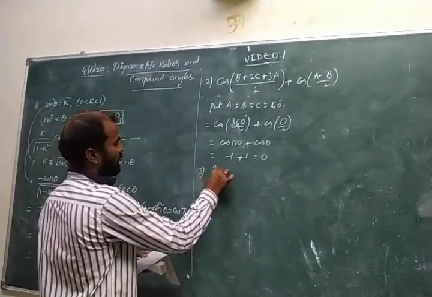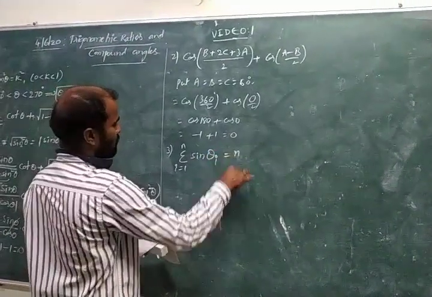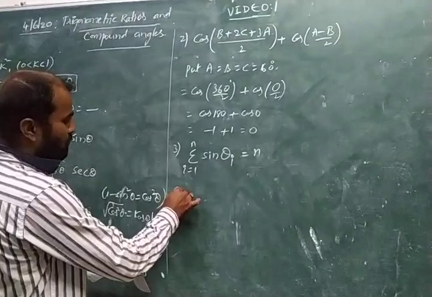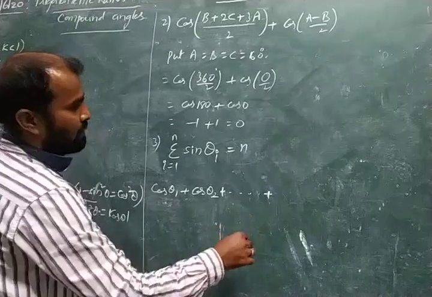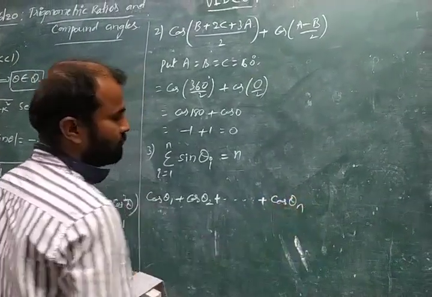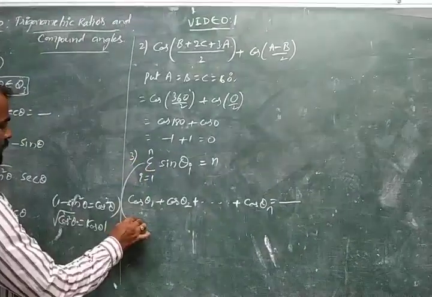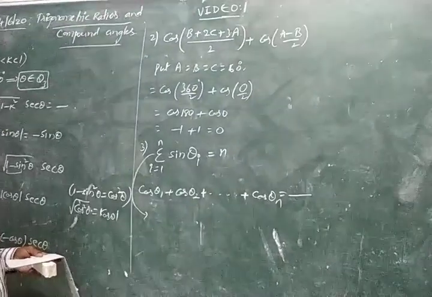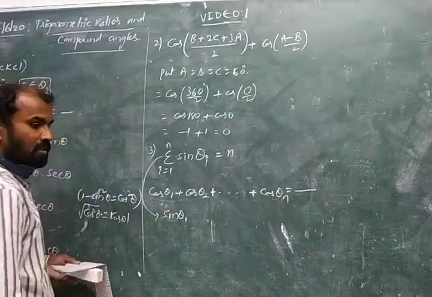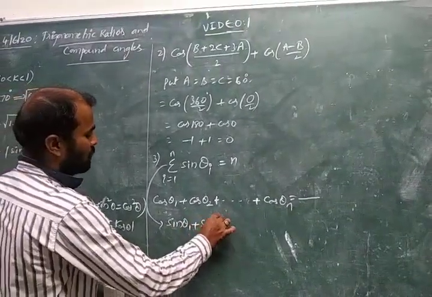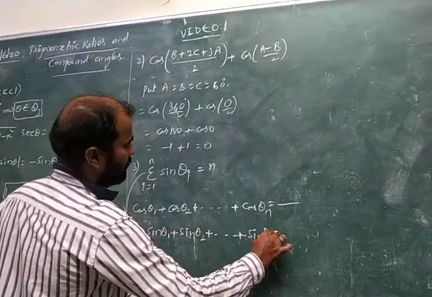Sigma i equals 1 to n of sin theta i is equal to n. Then find the value of cos theta 1 plus cos theta 2 plus and so on, cos theta n. Find the value of this. For that, what is the given value? Sigma i equals 1 to n of sin theta i equals n. Now expand sigma. By expanding sigma, we get sin theta 1 plus sin theta 2 plus and so on, sin theta n, equal to n.